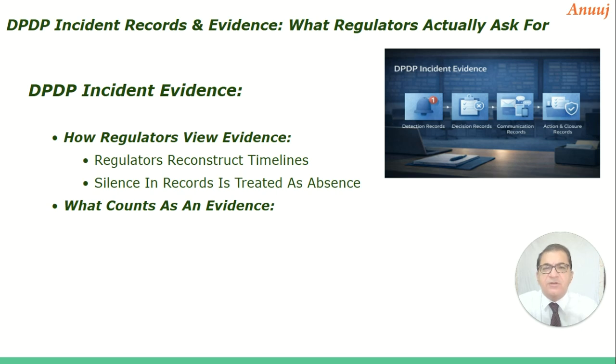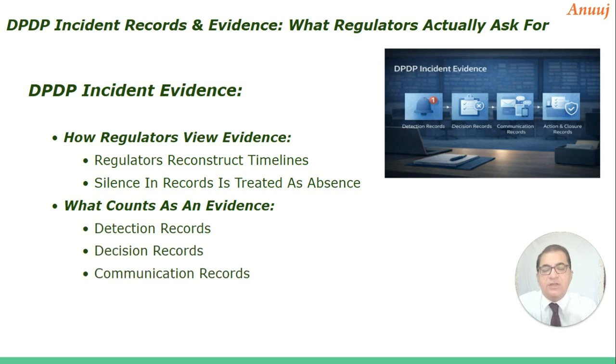It's not absolutely open-ended. So what counts as evidence here is broadly classified into four categories: detection, decision, communication, and action and closure. So an incident happened, we called it a breach. Let's talk about how we classify that and how we study that. So we say there is a set of records that show the detection, then what decisions were taken, how they were communicated, and how it was closed.